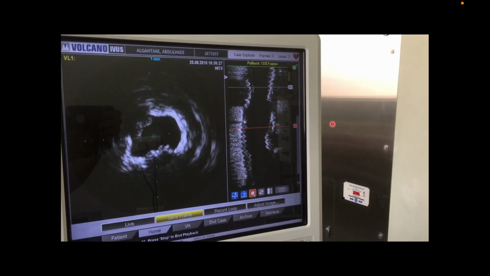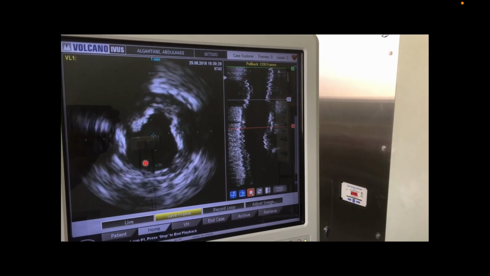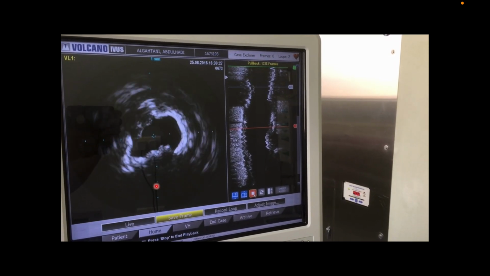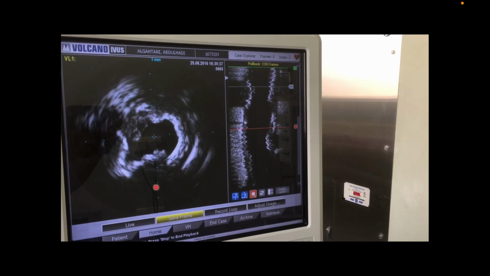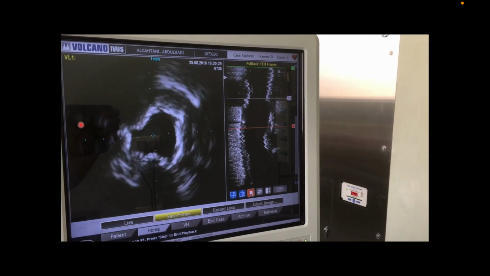So this is an example of a napkin ring, 360 degrees severe calcification, where you can see the dropout zone in all 360 degrees. So that's a napkin ring calcification.